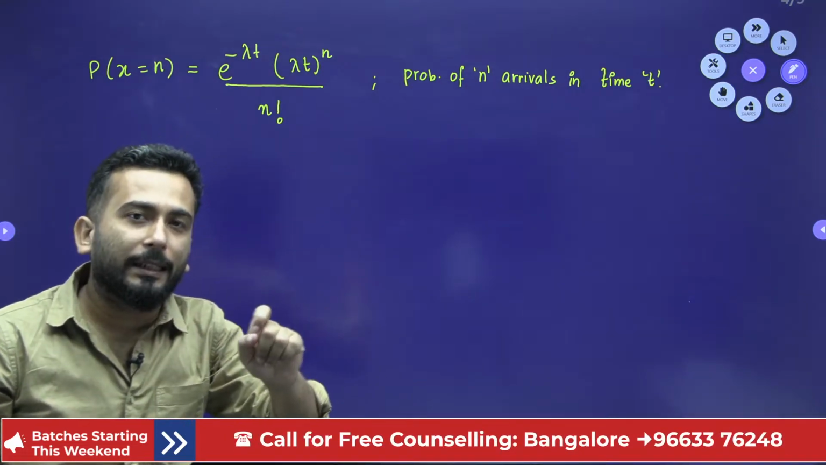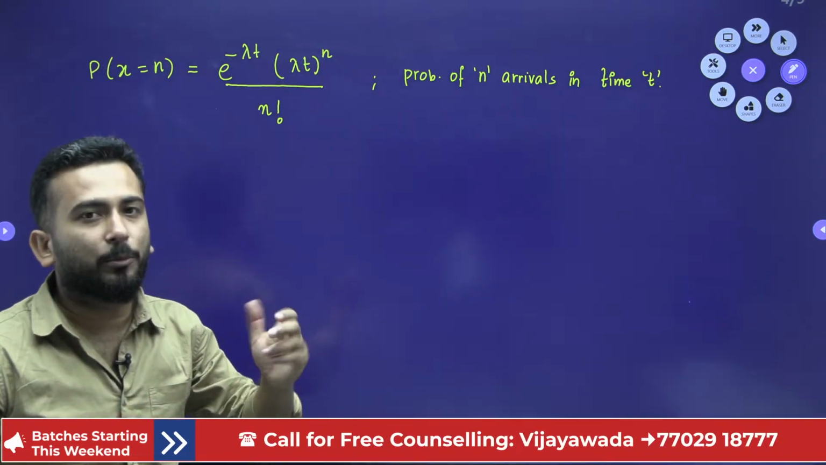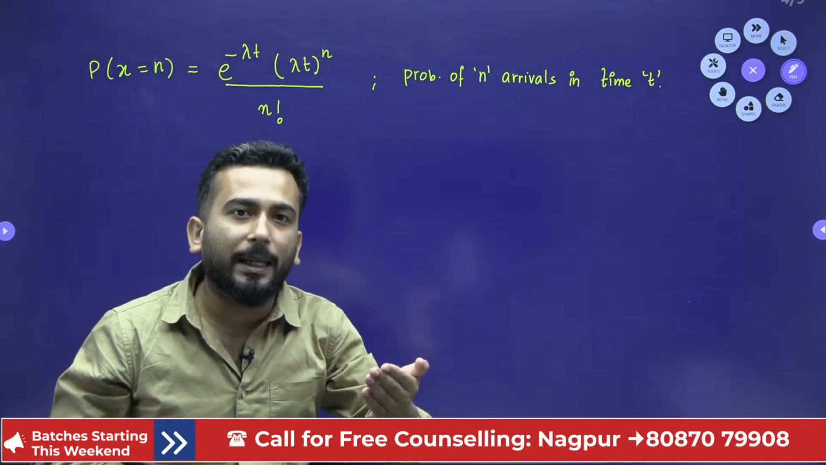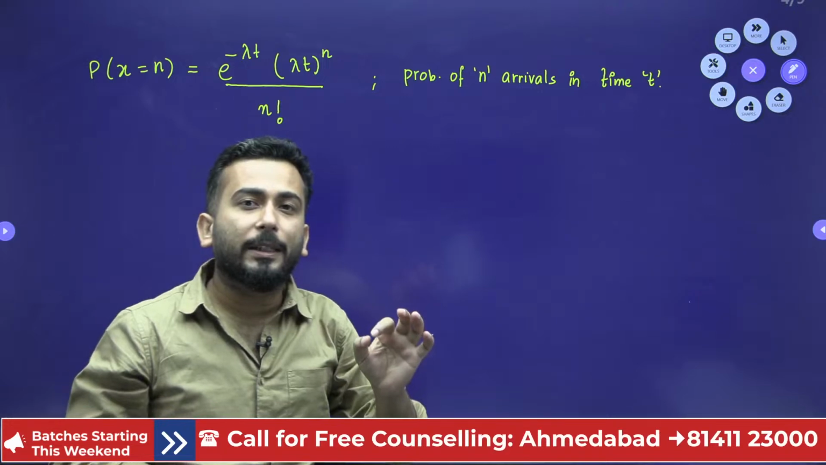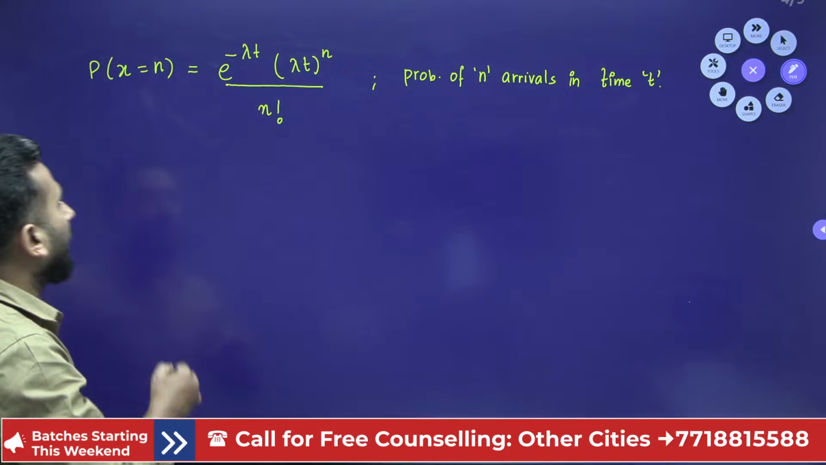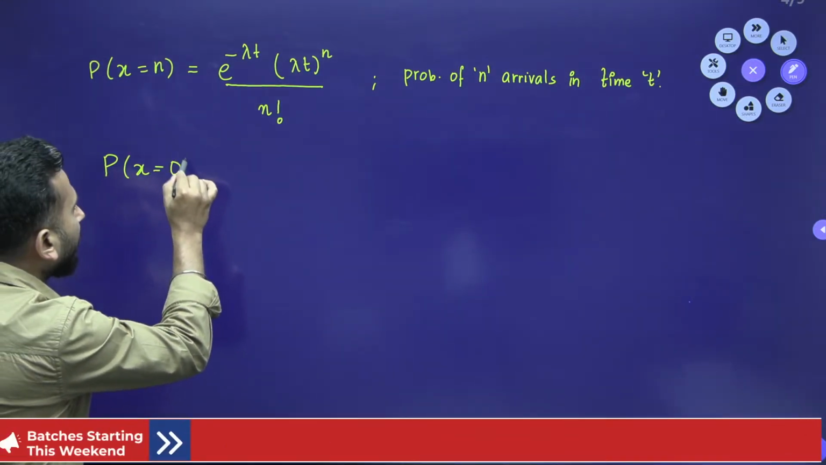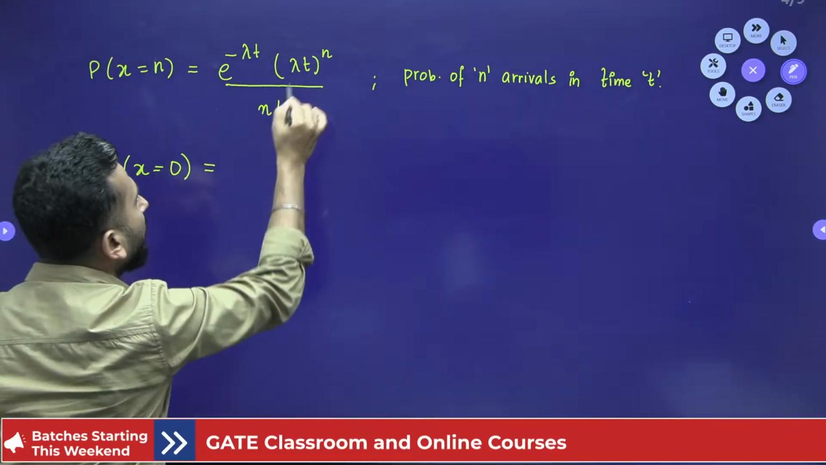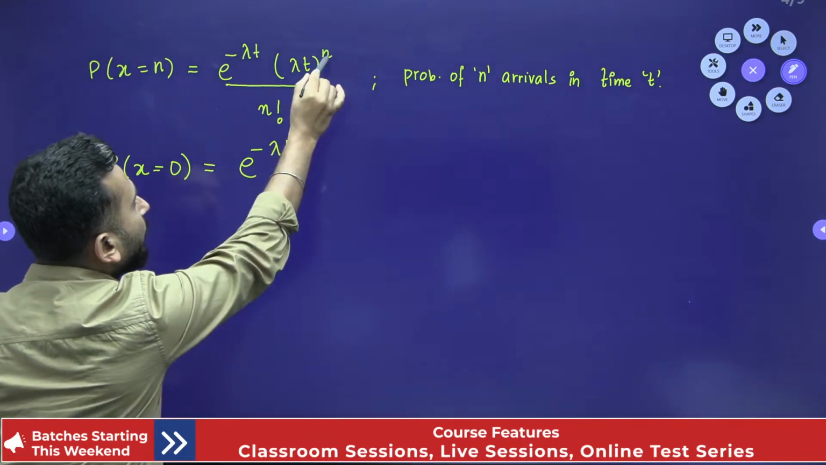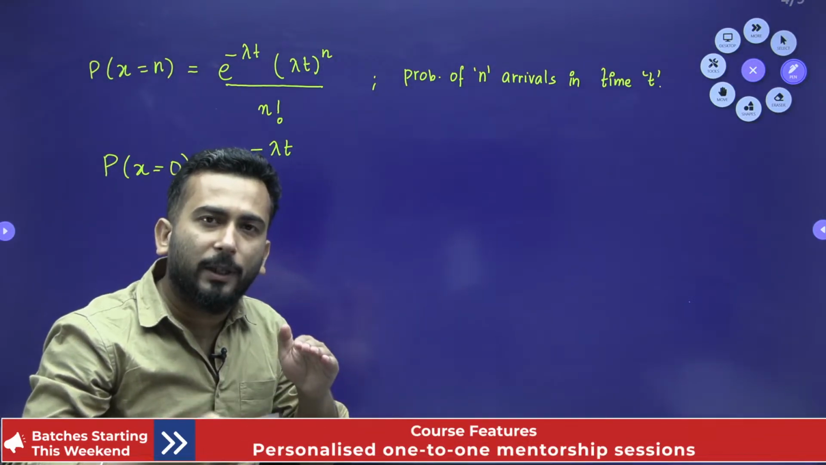So, probability of 1 arrival in time t. Probability of 2 arrivals in time t, n equal to 2. Probability of 3 arrivals in time t, n equal to 3. Probability of 0 arrivals in time t, x equal to 0. So put n equal to 0. So it will be e to the power minus lambda t, times lambda t to the power 0, which is 1. 0 factorial is 1.